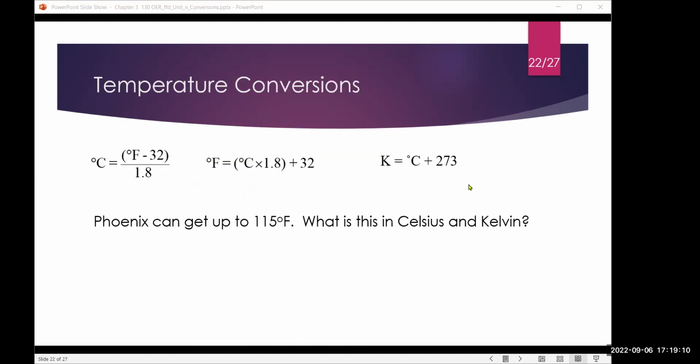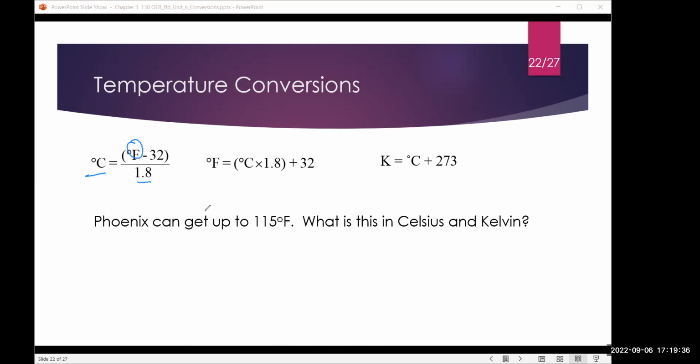So, talked about absolute zero. Now, here's the equation to convert between Celsius and Fahrenheit. You don't need to memorize them. Why? Because they're in your sheets table. Okay, so if you have Fahrenheit and you need Celsius, you simply subtract 32 from your Fahrenheit and then divide it by 1.8, and that gives you the temperature in Celsius.